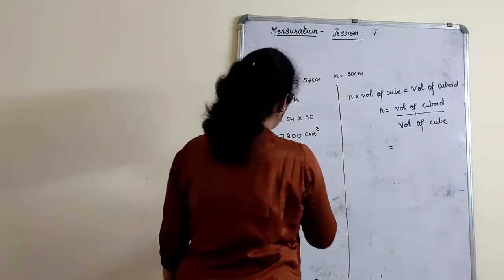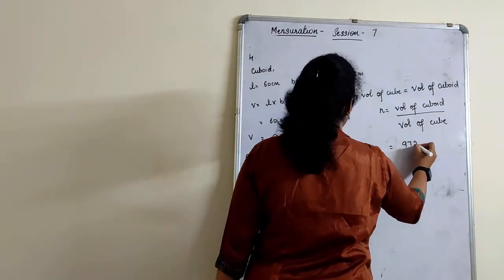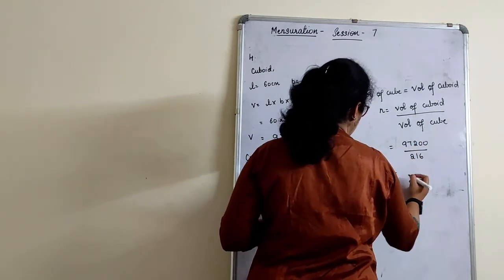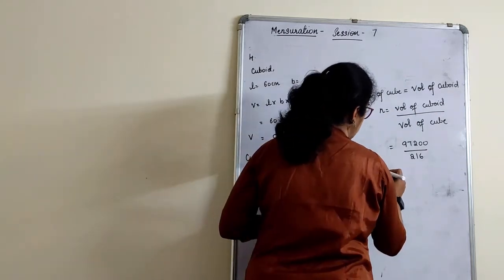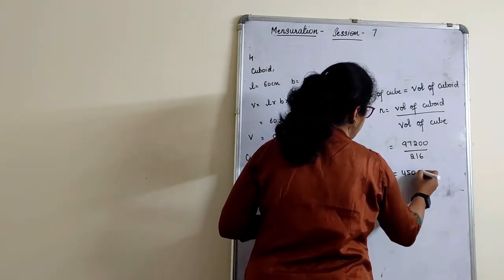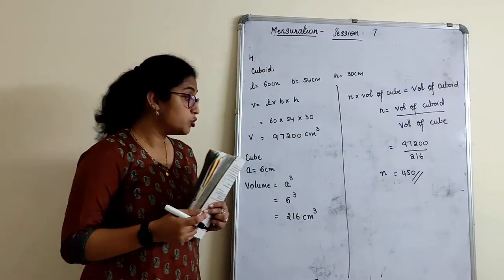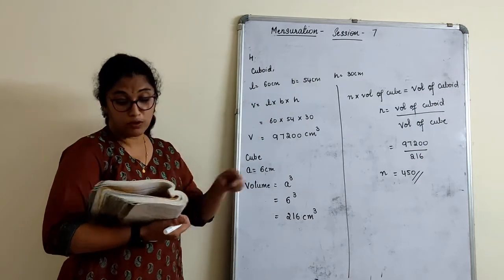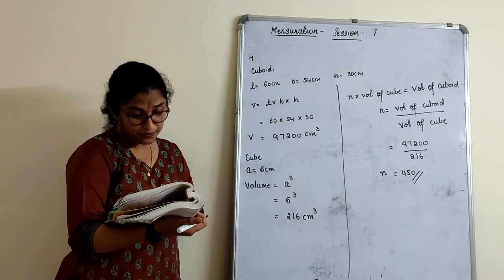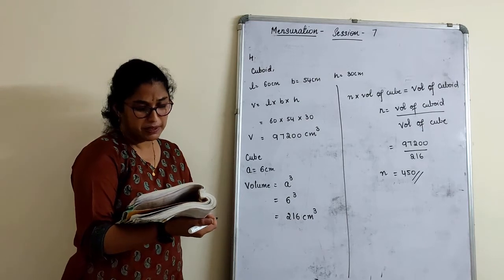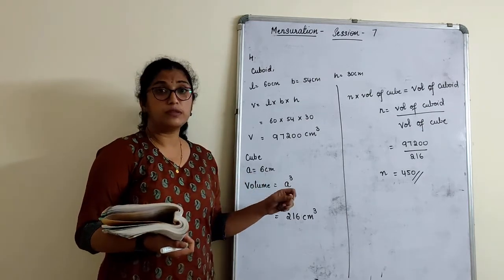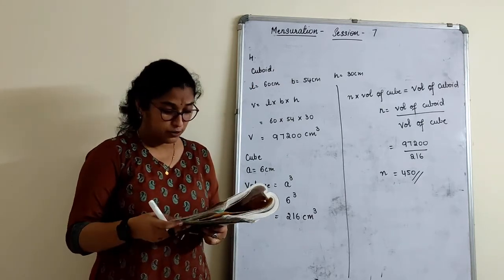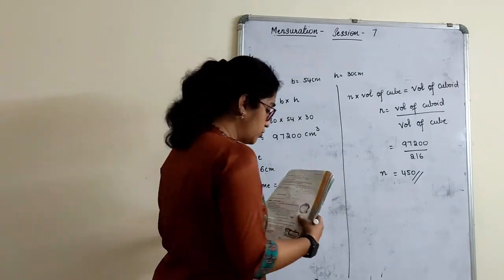So what is volume of a cuboid, children? 97200 divided by 216. Calculate this, divide this. I'll give you the direct answer, 450. 450 cubes of side 6 centimeter can fit into what they are given. How many small cubes with side can be placed in the given cuboid? 450 cubes with side 6 centimeter can be placed in the given cuboid, right? A very clear one. Quickly we'll move to the next one, children.